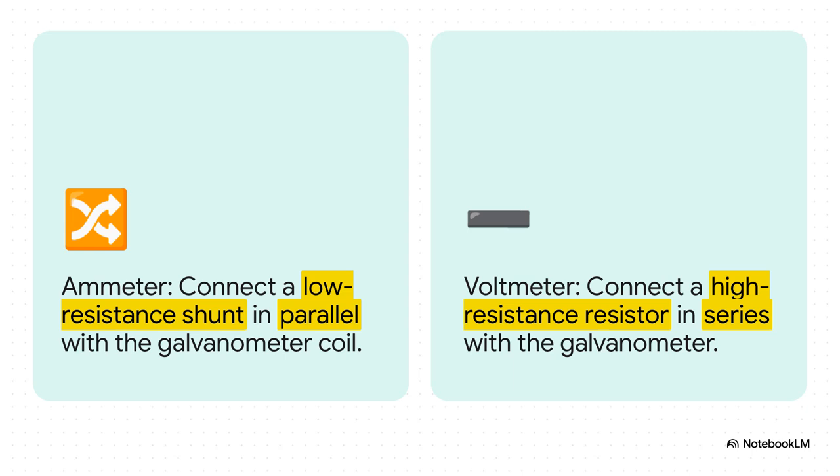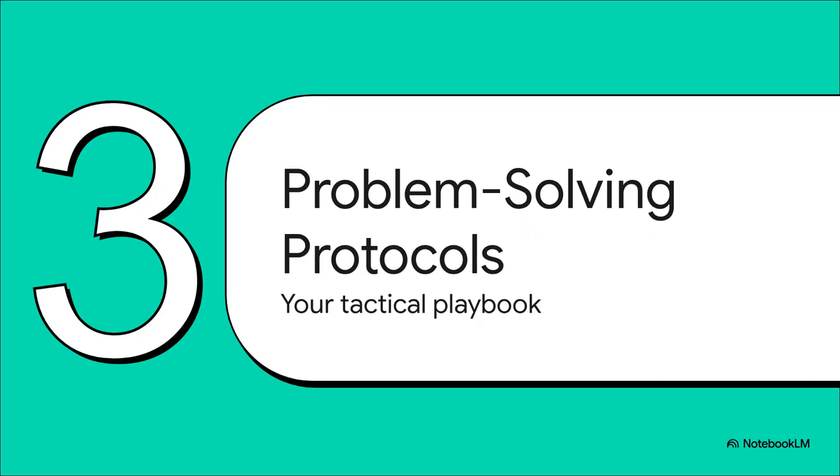Makes sense, right? Now, want to make a voltmeter to measure big voltages? You need to protect the device from all that voltage. So you add a high-resistance resistor in series. Just remember, parallel for current, series for voltage. Lock that in. Awesome. You've got the knowledge. Now it's time to weaponize it.